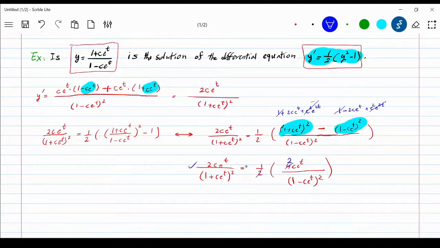What you have on the left side is exactly the same as what you have on the right side. So that means this is the solution to that equation. The answer would be yes, that is the solution. This satisfies the equation.